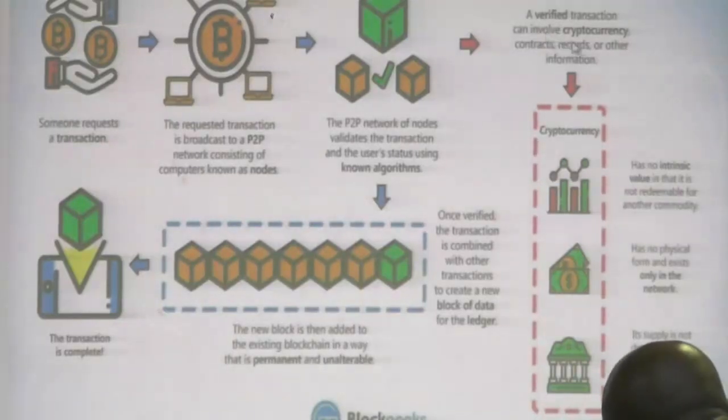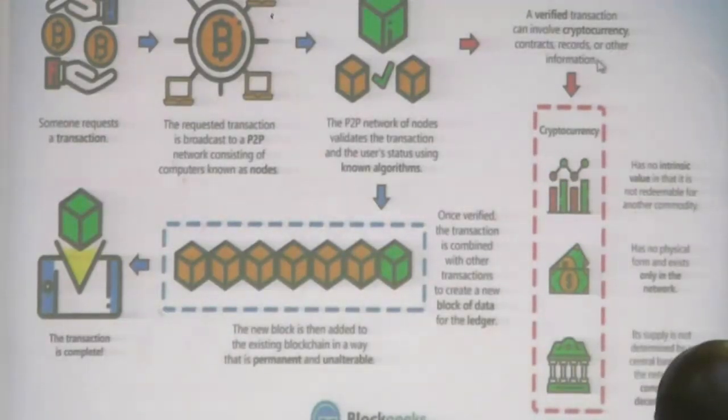Then the verified transaction can involve cryptocurrency, contract records and other information. Cryptocurrency, I will explain in the next slide. Once the transaction is verified, it is created as a block. This is the block created. The new block is then added to the existing blockchain in a way that is permanent and unalterable. These are the blocks being created, and once the block is created, the transaction is completed.